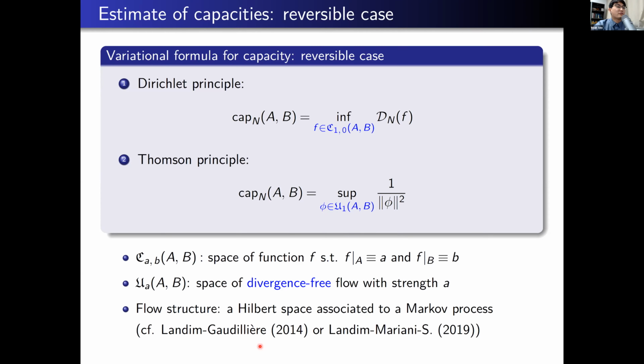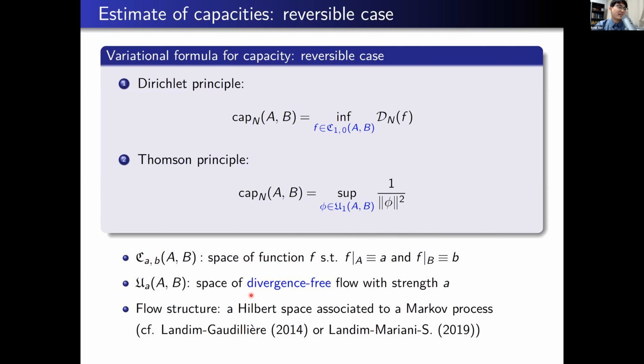You can refer to these papers for the definition of flow structure, but I would like to stress here that you can do the same thing. You can take a test flow to get the lower bound for capacity, right? If you take any test flow and compute this quantity, then you get the lower bound.